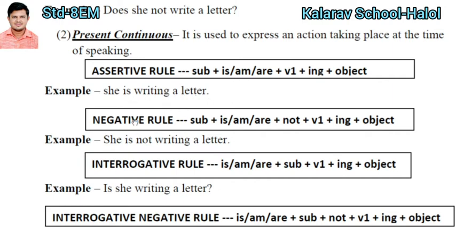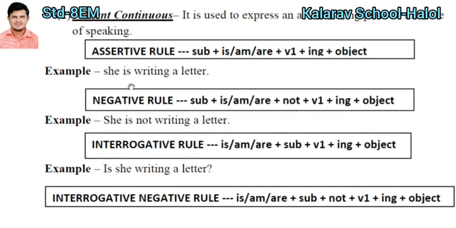If you talk about the negative rule: subject, am, is, are plus not, then verb 1 with ing, and then the object. She is not writing a letter. Not is here to indicate the negative sentence. She is not writing a letter.